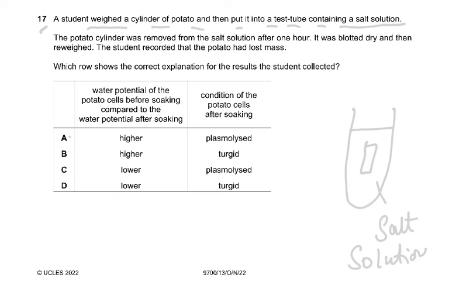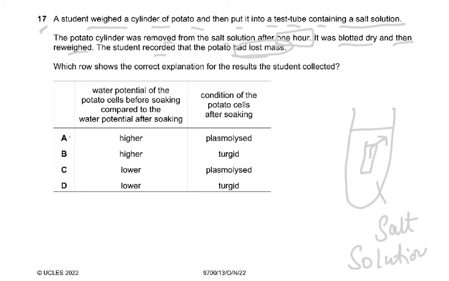Then the potato cylinder was removed from the salt solution after 1 hour, blotted dry and reweighed. The student recorded the potato had lost mass. So that means water has gone out of it. Water can only go out of it. It's a question on osmosis. Which row shows the correct explanation for the results of the student?